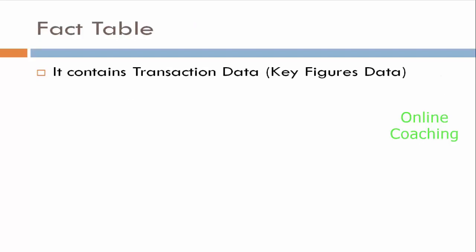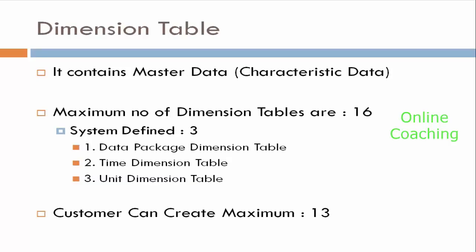Fact table always contains transaction data or key figures data. Dimension table always contains master data or characteristic data. The maximum number of dimension tables is 16 per Infocube. There are 3 system defined dimension tables: data package dimension table, time dimension table, and unit dimension table, which is a very important question for interviews.